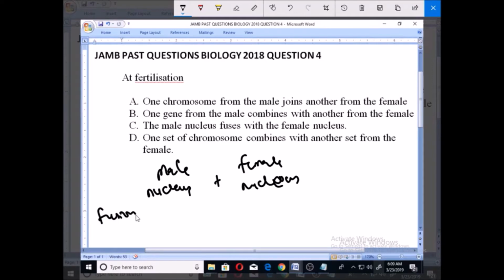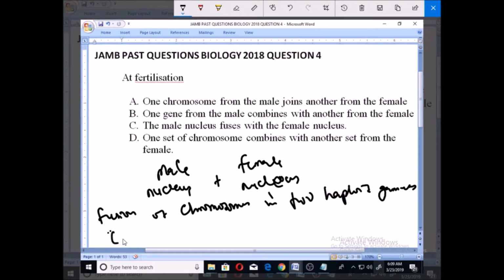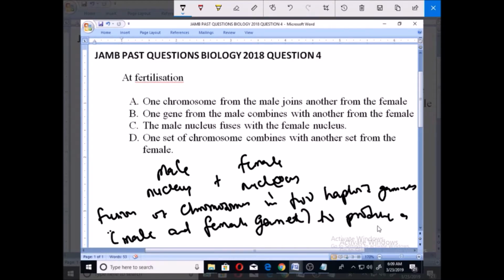So fertilization is actually what occurs when there is fusion of chromosomes in two haploid gametes, talking about the sperm cell and the egg from the female. So we're talking about the male and female gametes. So when there is the fusion of these to produce a diploid, that is 2n zygotes. So whenever you have the production of zygotes by the fusion of chromosomes in two haploid gametes, that is the gamete from the male and the female, to form a diploid zygote, we have what we call fertilization. That is what fertilization is all about.